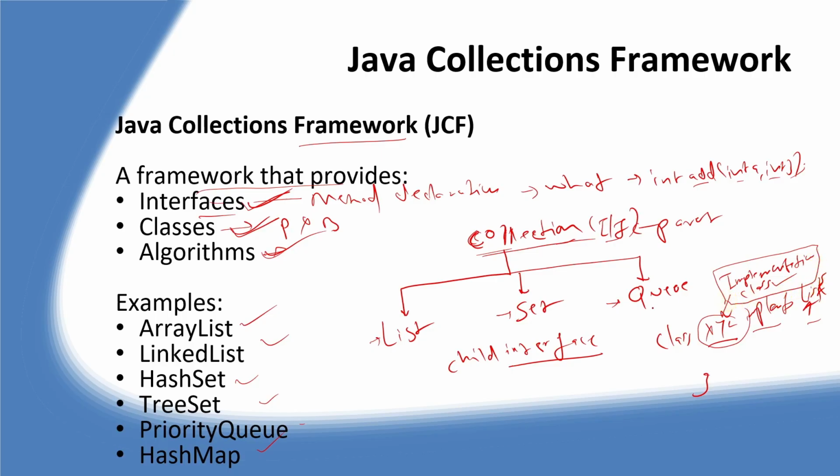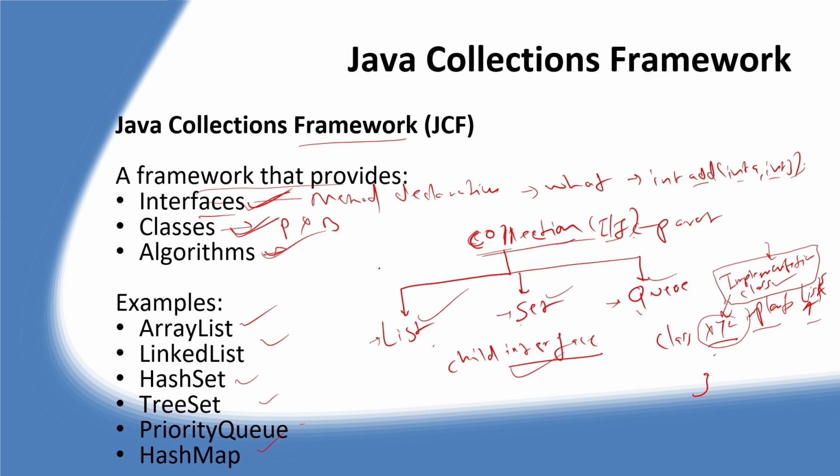That's why I'm explaining. So collection is the parent interface, and list, set and queue are the child interfaces. And the class which will implement these interfaces, list, set or queue or any interface, that class we call an implementation class. As simple as that. And this is the collection hierarchy.